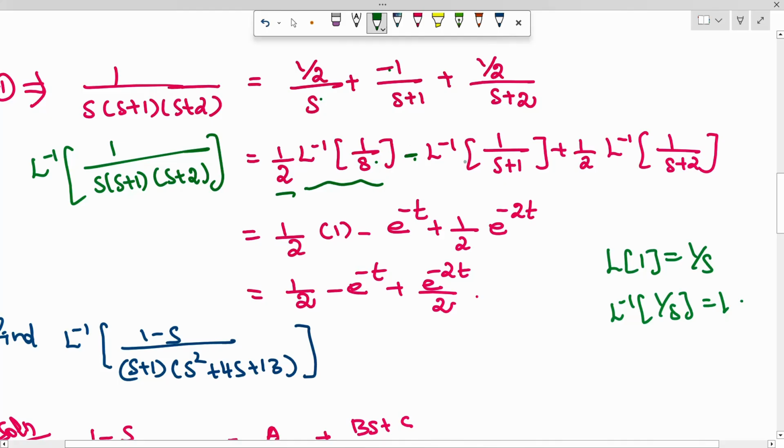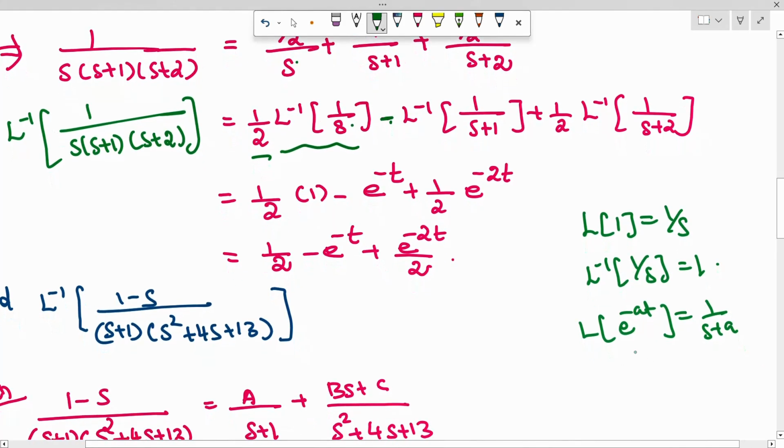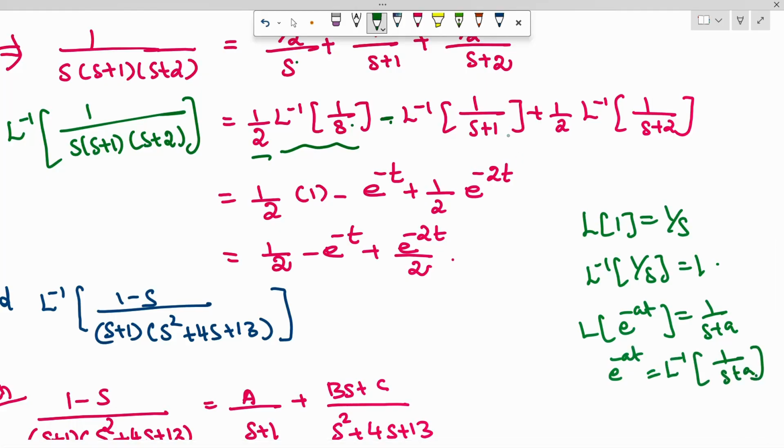What is our second formula? L inverse of 1 by s plus 1. What is L of e power minus at? L of e power minus at is 1 by s plus a. From this Laplace transform formula, we can easily write the inverse Laplace transform formula also. E power minus at equal to L inverse of 1 by s plus a. Here a is 1, which means e power minus t.